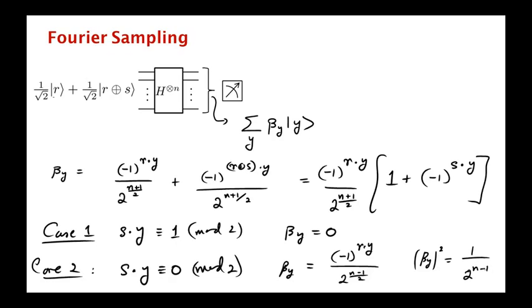So what's this telling us? Exactly half the y's have the property that y dot s is congruent to 0 mod 2. So out of the 2 to the n possible n-bit strings, half of them have this property, and we are sampling each one with equal probability, exactly 1 over 2 to the n minus 1. Okay, so the net effect is, after the Fourier sampling, we have a random linear equation on S.